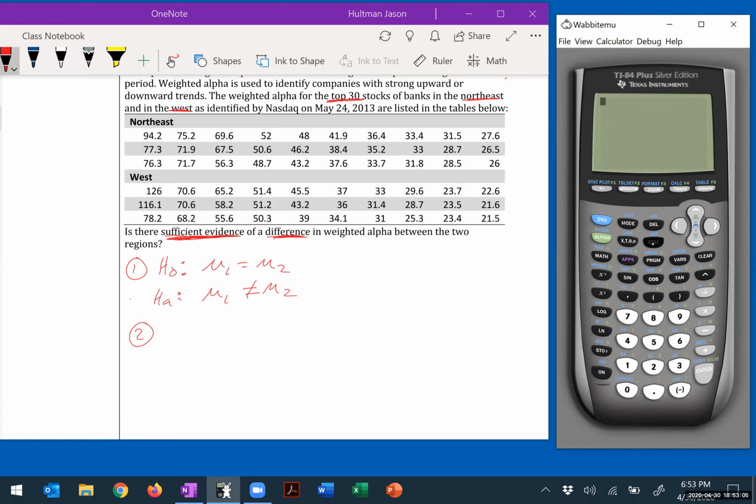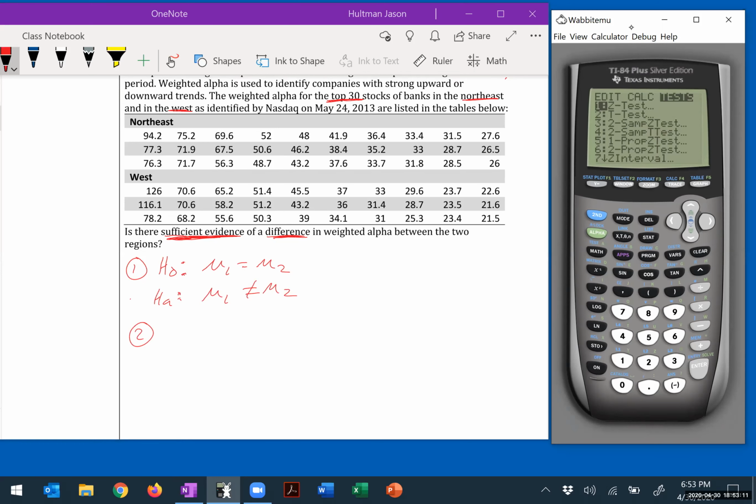Well, let's go to stat. Arrow over to tests. And I believe that this is the 2 sample t-test, number 4. Why 2 samples? Because we have 2 sets of data here, the Northeast and the West. We're going to compare the 2.